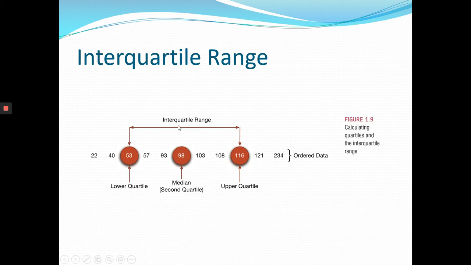Then we do the same thing. We take the lower scores. So we go from the median, but we start here with 93. There's 5 scores here. The score in the middle of those scores is 53. So 53 is Q1. So the interquartile range is Q3, which is 116, minus Q1, which is 53.